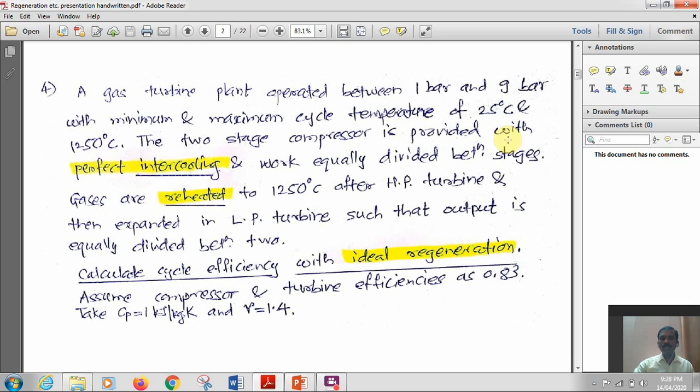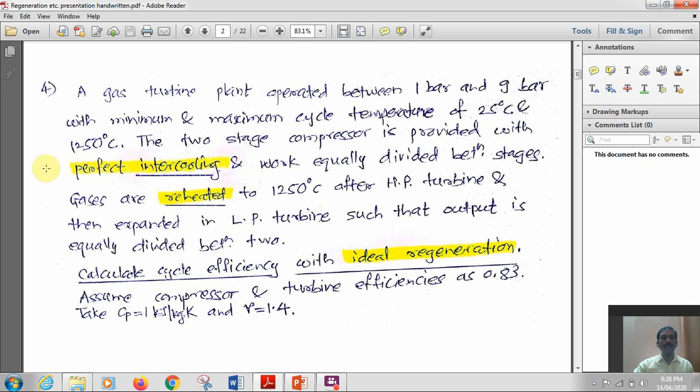The two-stage compressor is provided with perfect intercooling. This you have to understand, that there is intercooling and multi-staging is required. Two-stage compressor is used and work is equally divided between the stages. That means intermediate pressure you have to calculate by the formula, the square root of the product of lowest and highest pressure, that is 1 bar and 9 bar. Then gases, here you have got intercooling.